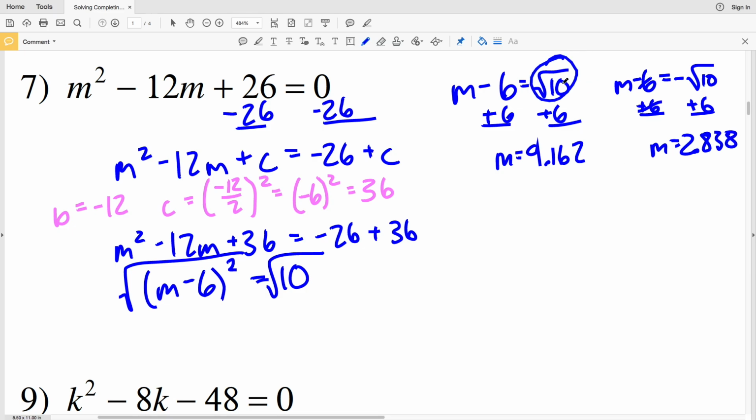So as opposed to writing the square root of 10 in decimal form, I left it as an exact value and then added my whole number on my calculator. So my two solutions in number 7 are 9.162 and 2.838. And on the answer key, they have 2.837, but I just rounded the 2.8377 up to 2.838.